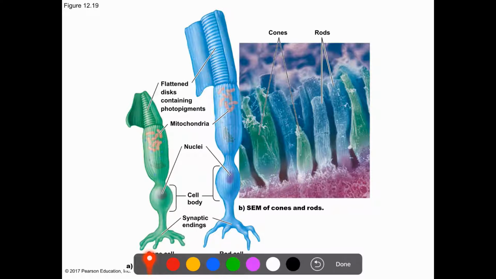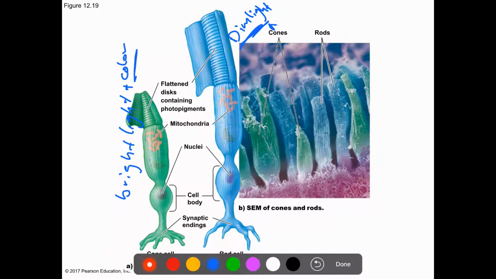Both are important in vision, although the rods work only in dim light. So these are very sensitive to light. I'll write it: these are for dim light or low light vision, whereas the cones are for bright light. Cones also work with color. They enable us to see color images, whereas rods are for dim light and no color.